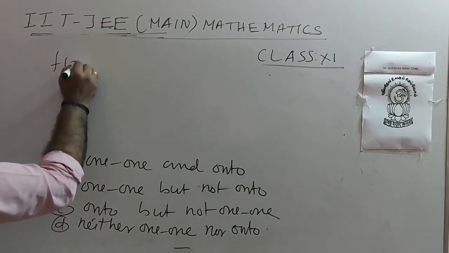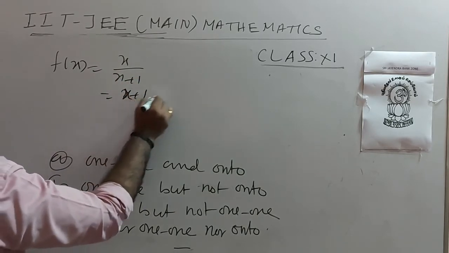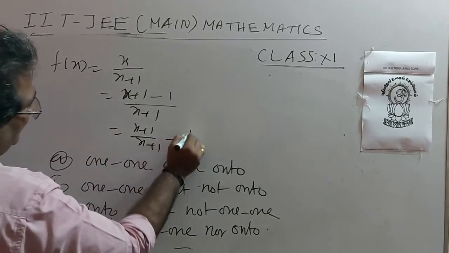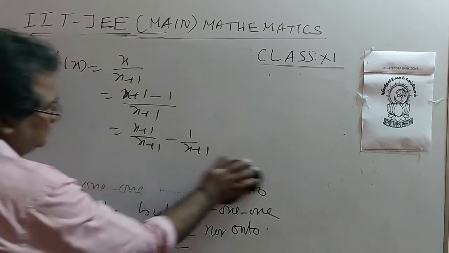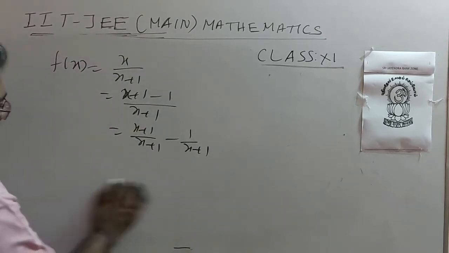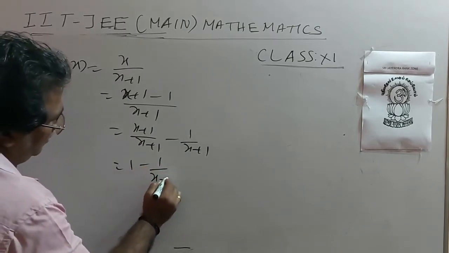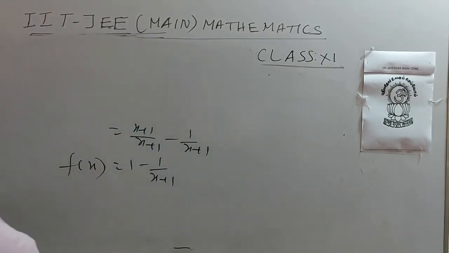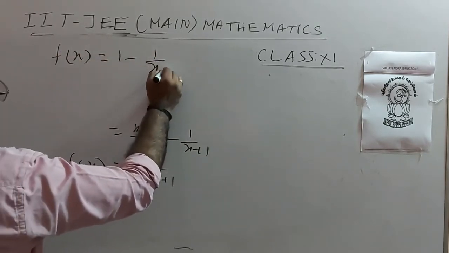So f of x is given as x by x plus 1. You can write this as x plus 1 minus 1 by x plus 1, which is x plus 1 by x plus 1 minus 1 by x plus 1, that is 1 minus 1 by x plus 1. So f of x equals 1 minus 1 by x plus 1.